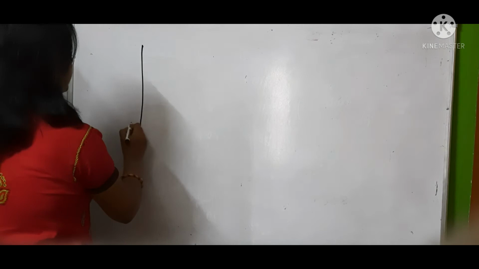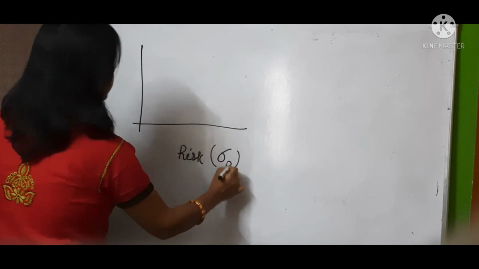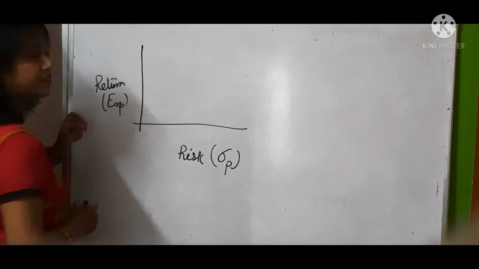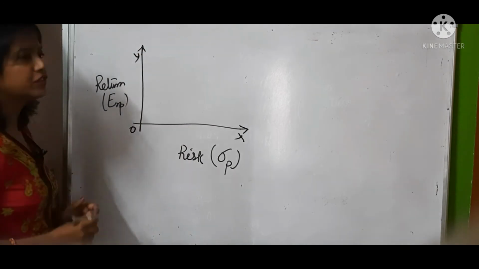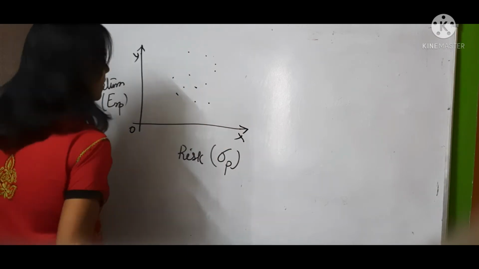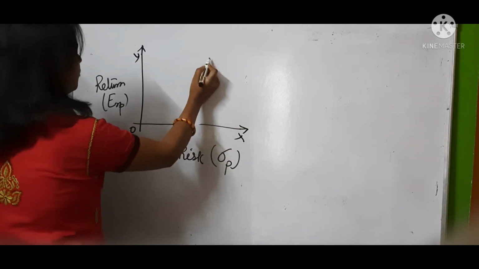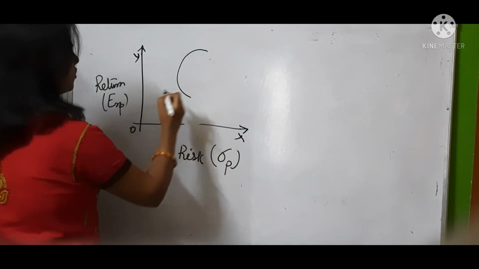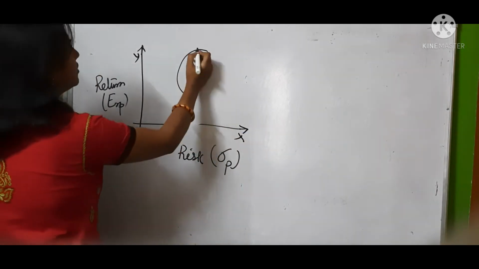Suppose this side is the risk as represented by portfolio standard deviation and this side is the return, which I represent as ERP, expected return of the portfolio. This is my OX axis and this is my OY axis. If you scatter the points like this, ultimately you will find that there is a frontier, and the curve will look like this. It may go this side also, but I just want to give you the concept.